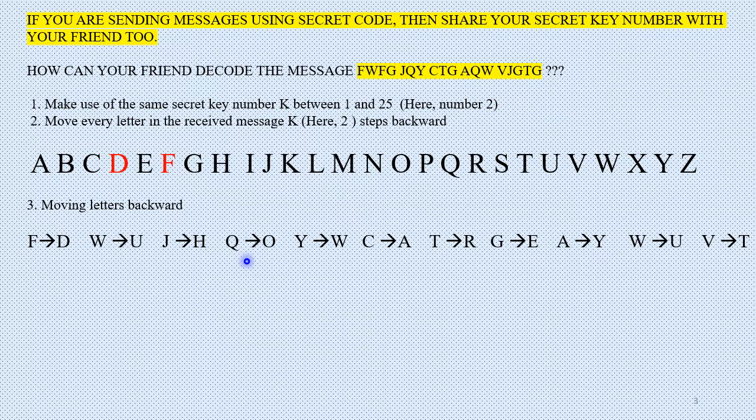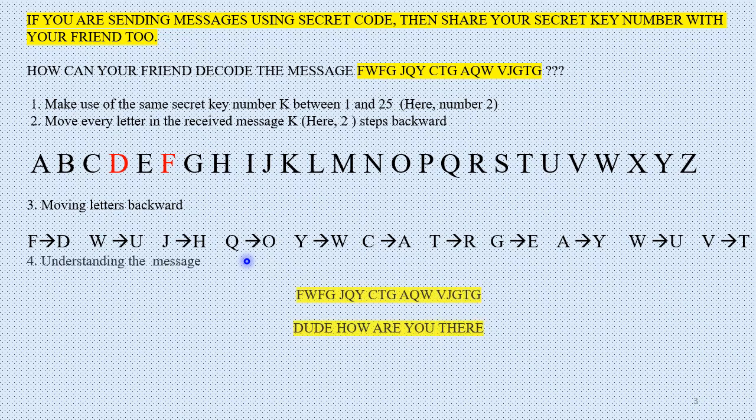So at the receiver side, just move backwards 2 times and replace every letter with the new one. So instead of F, you have to write D. Instead of F, you have to write D. Instead of W, you have to write U. Then again F, we already know that is D. Instead of G, you have to write E. If it is G, moving backward 2 times, F, E, so you will get E.